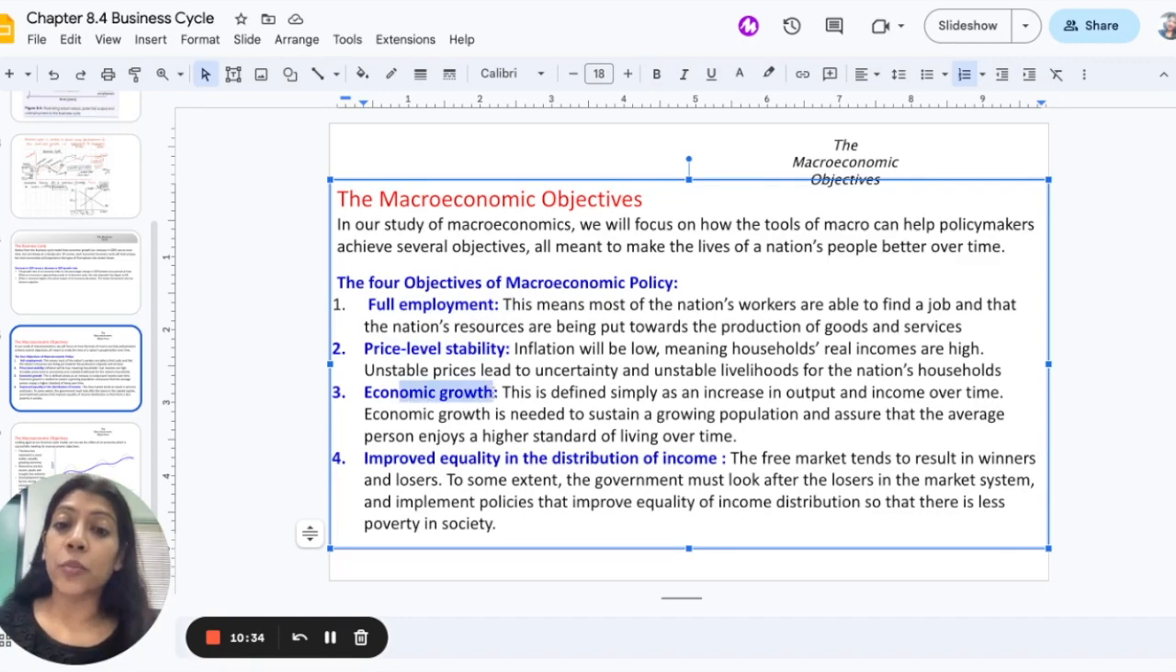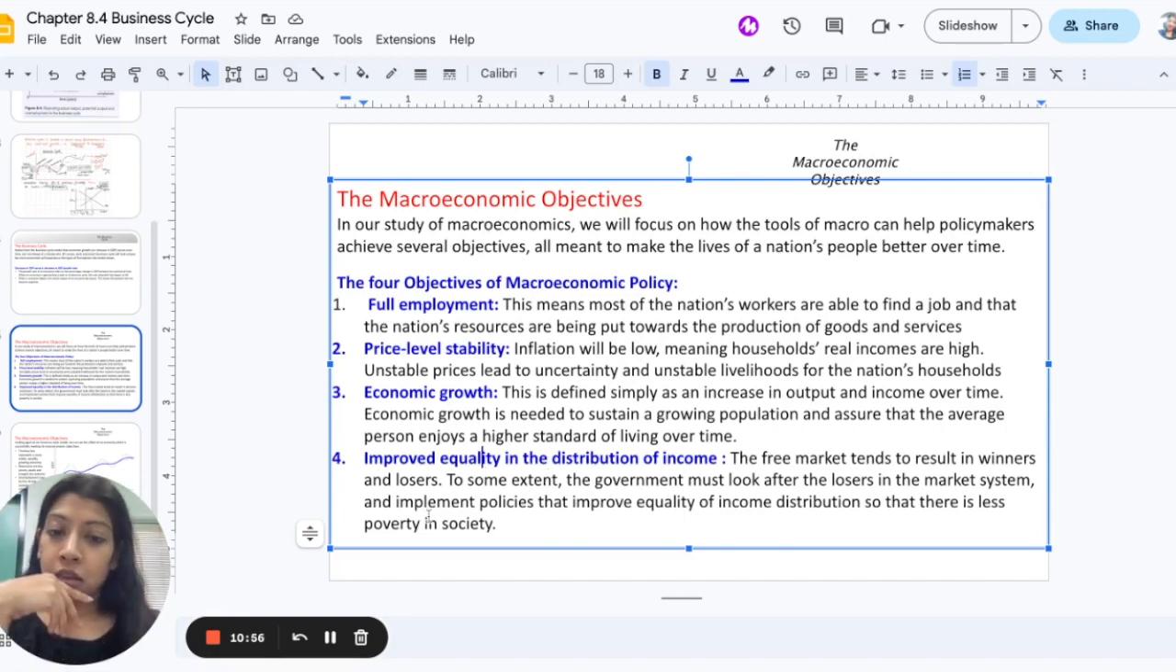The third one is economic growth. Every economy wants an increase in output and income over time because it's needed to sustain a growing population and ensure that the average person enjoys a higher standard of living over time. And then another objective that economies, governments strive for in their policy is to improve equality in the distribution of income.